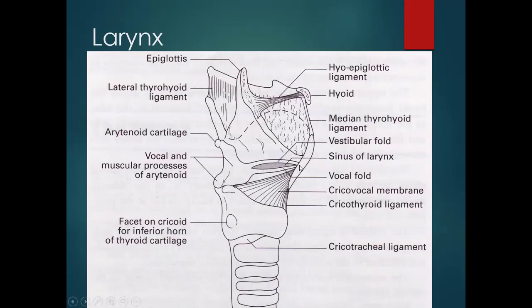And this is the thyroid lamina. This is a V-shaped cartilage, so you will not see the thyroid cartilage parts behind. And this is the hyoid bone, and this is the epiglottis.